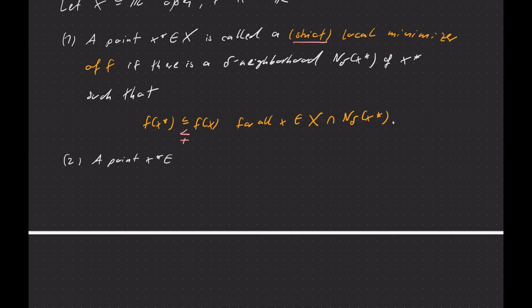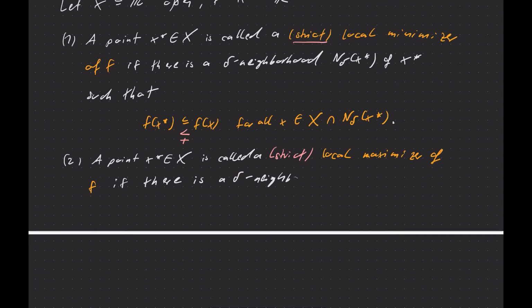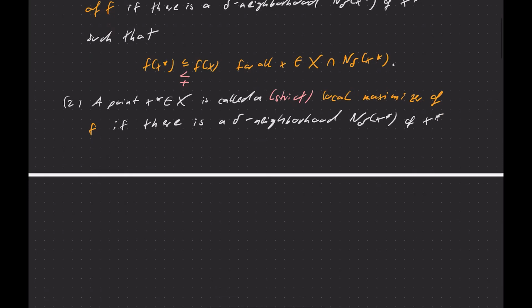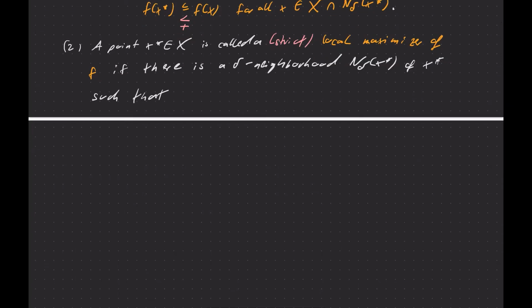A point x star in capital X is called a, again, possibly strict local maximizer of f if there is a delta neighborhood N delta of x star such that, well, for a maximizer we need f of x star to be greater or equal to f of x for all x in X intersected with that neighborhood.